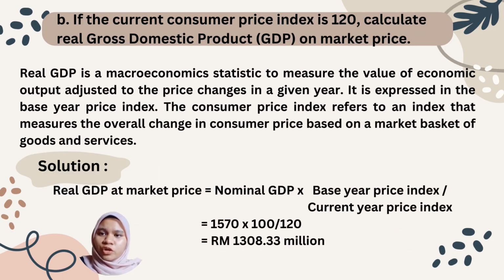The last question for this topic is, if the current consumer price index is 120, calculate the real gross domestic product (GDP) at market price. Real GDP is a macroeconomic statistic to measure the value of economic output adjusted for price changes in a given year. It is expressed in the base year price index. The consumer price index refers to an index that measures the overall change in consumer prices based on a market basket of goods and services.